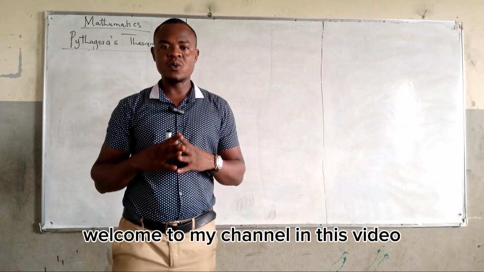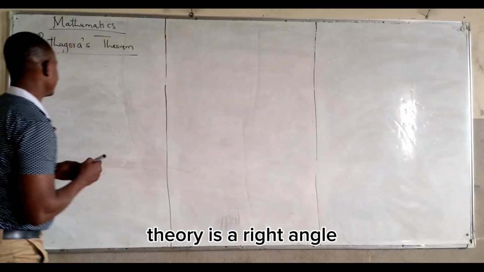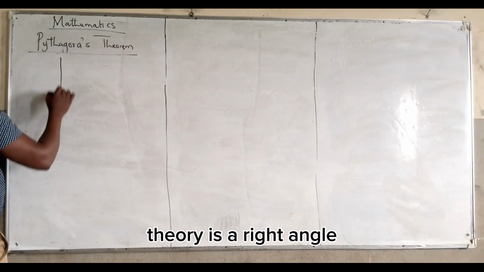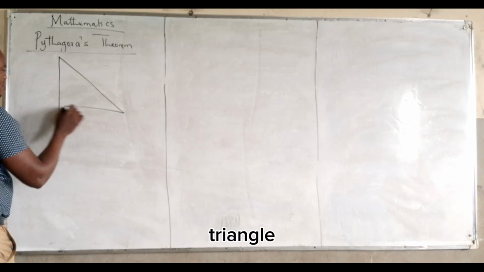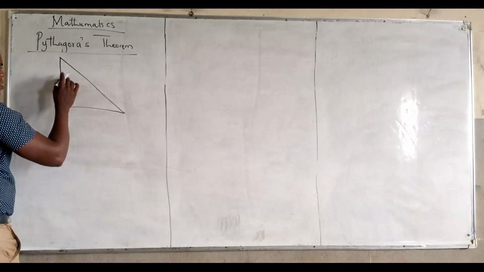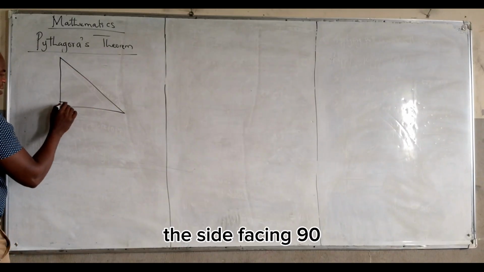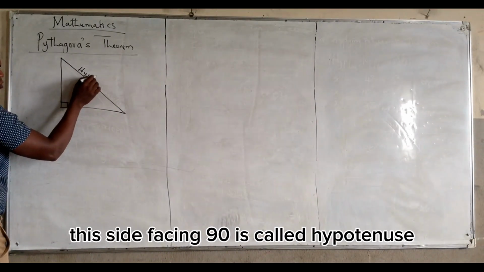In this video, we are going to learn Pythagoras theorem. Theorem is a right angle triangle. The side facing 90 is called hypotenuse.